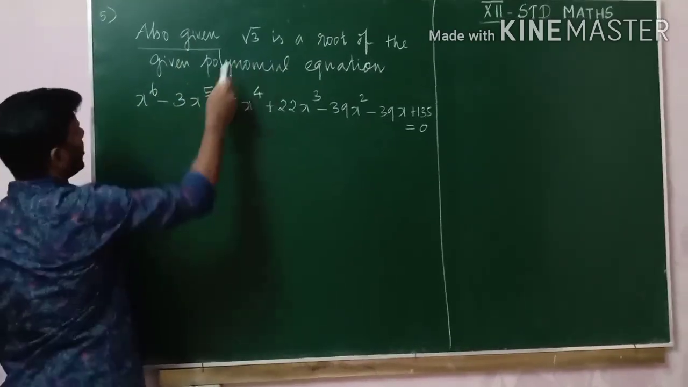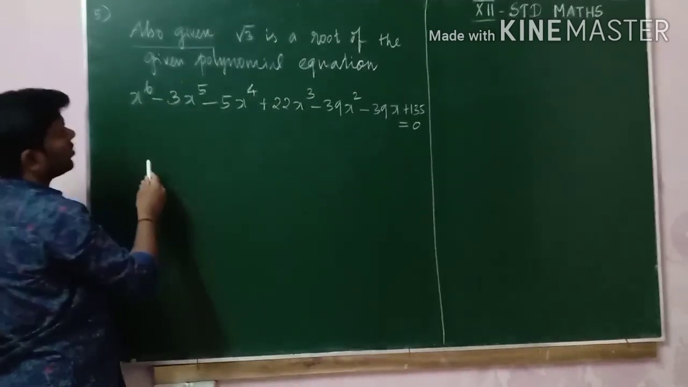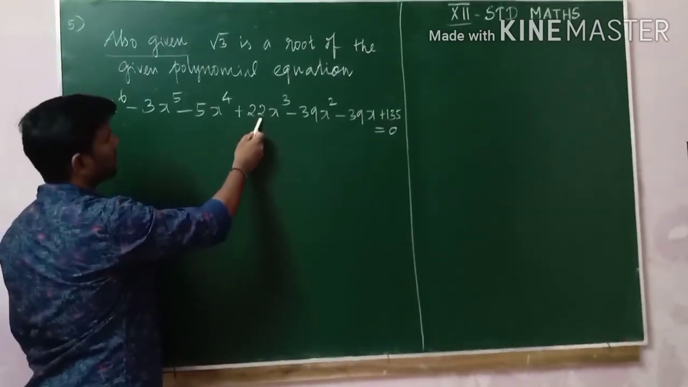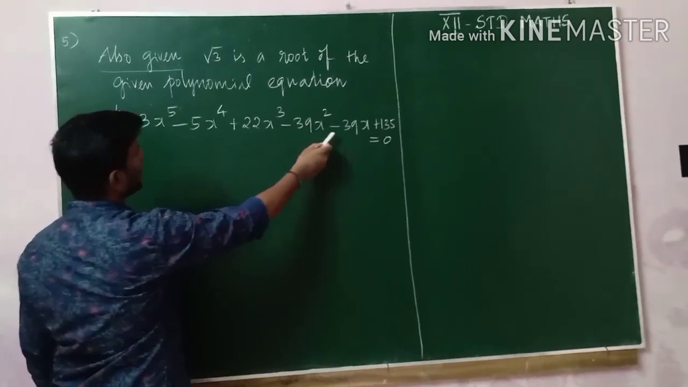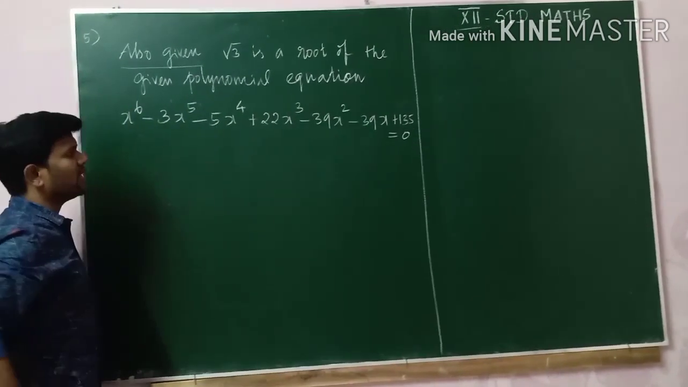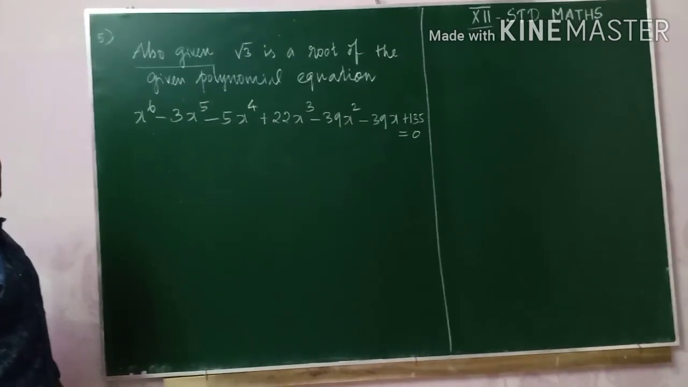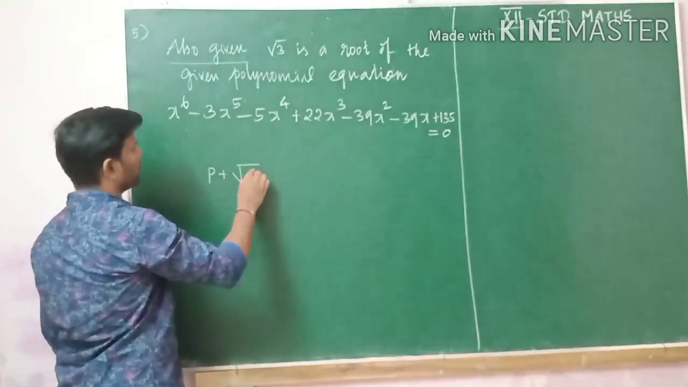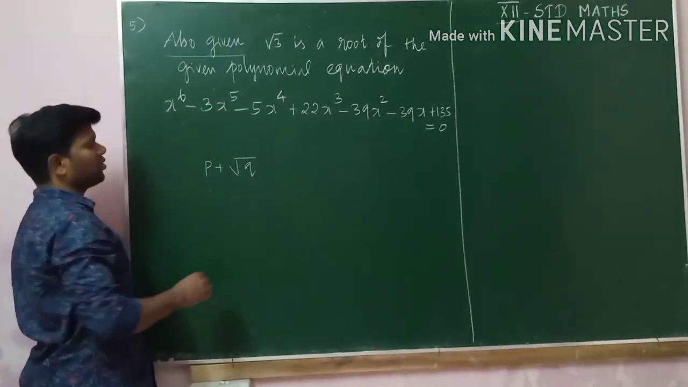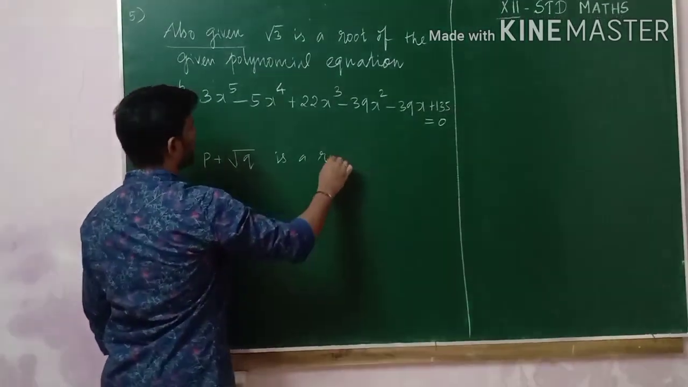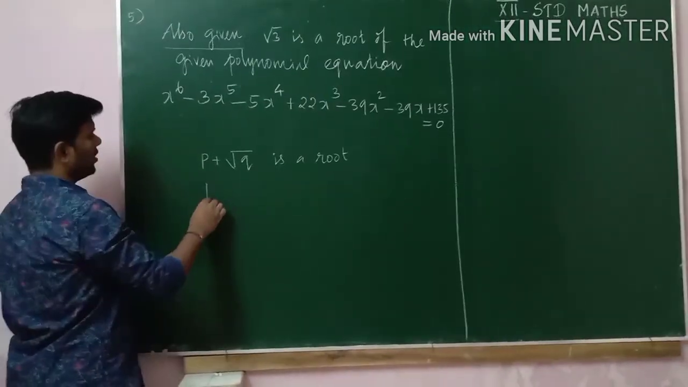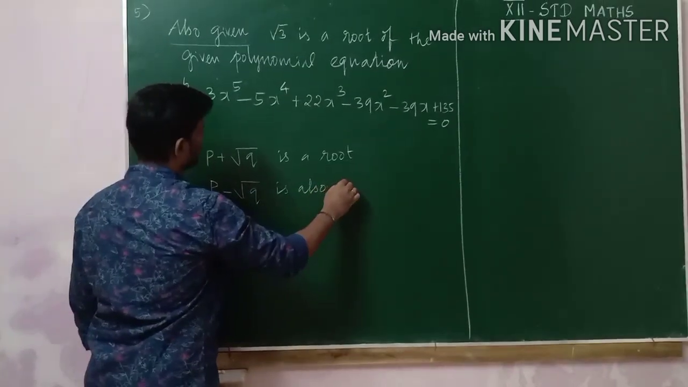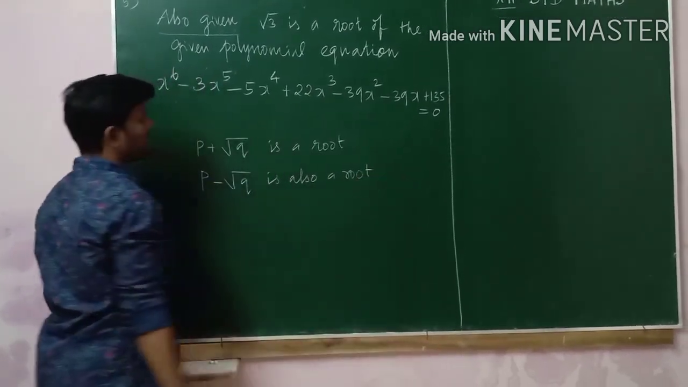So also given square root of 3 is a root of the given polynomial equation x power 6 minus 3x power 5 minus 5x power 4 plus 22x cube minus 39x square minus 39x plus 135 equal to 0. If p plus square root of q is a root of a polynomial equation, then p minus square root of q is also a root. Yes or no? So last class we have seen this.